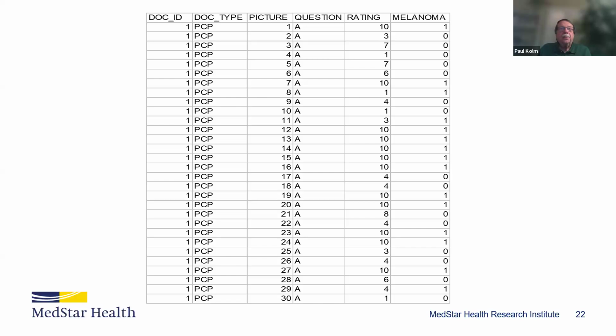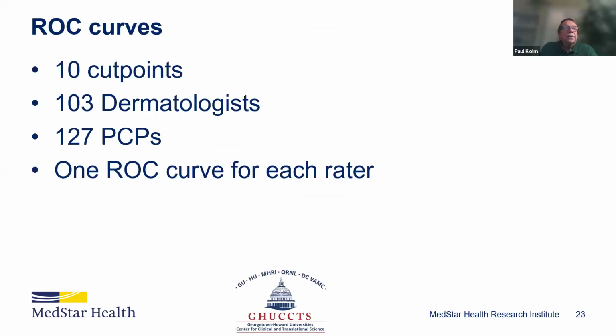And so we would have this sort of setup for each of the PCPs and each of the dermatologists. In terms of our ROC curves, we're going to have 10 cut points. Obviously, we have a 10-point scale. And we have actually quite a large sample size, 100 study dermatologists and 127 PCPs. And so each rater is going to have one ROC curve.